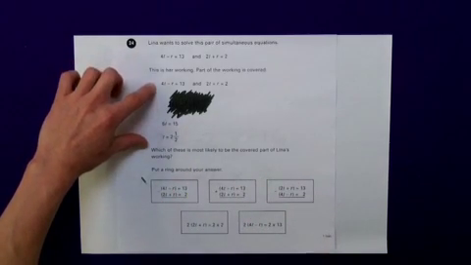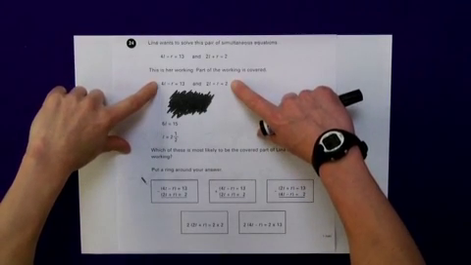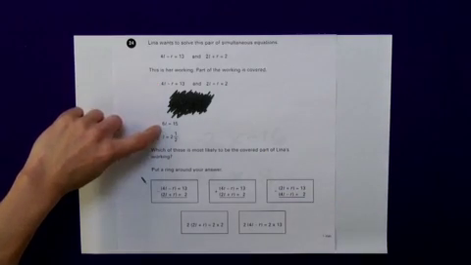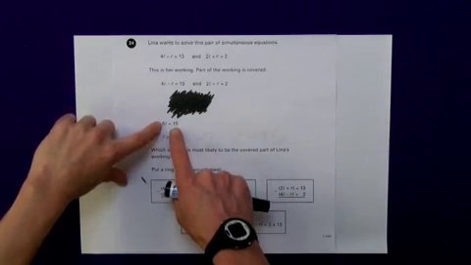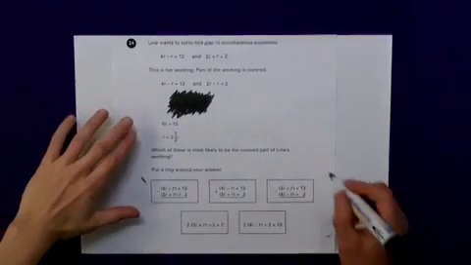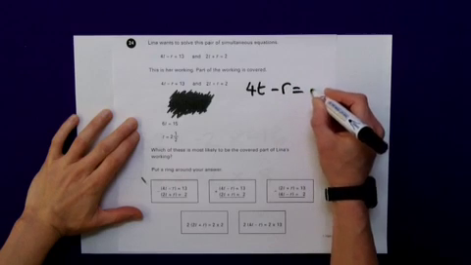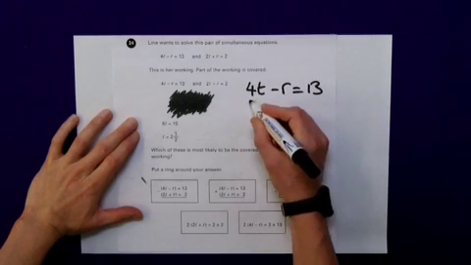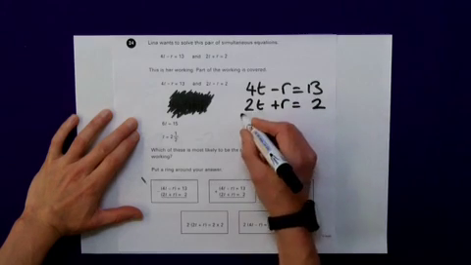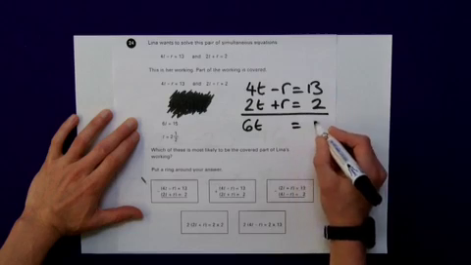Let's have a look at what we think she would have done. Well, to solve a pair of simultaneous equations, you either add or subtract one equation from the other to eliminate one of the unknowns. Here she's got 6t is equal to 15, so she has eliminated the r value in here. Let's just write our equations down. 4t minus r is equal to 13. Underneath that, 2t plus r is equal to 2. Now, she has ended up with 6t is equal to 15.